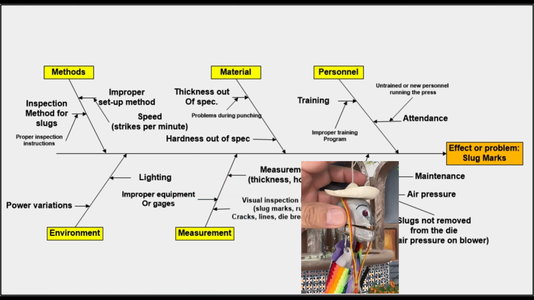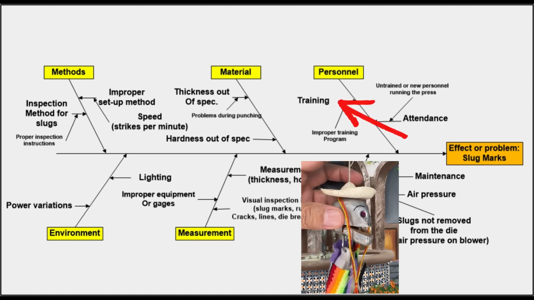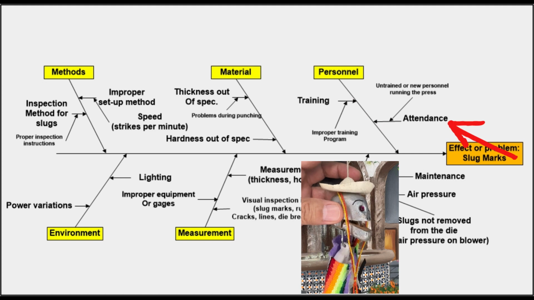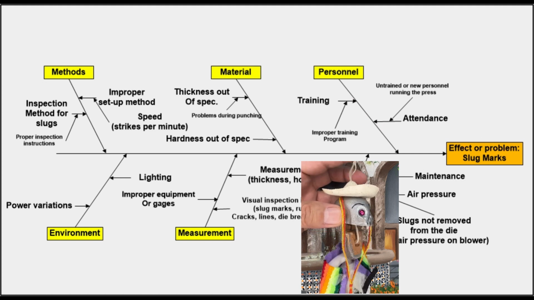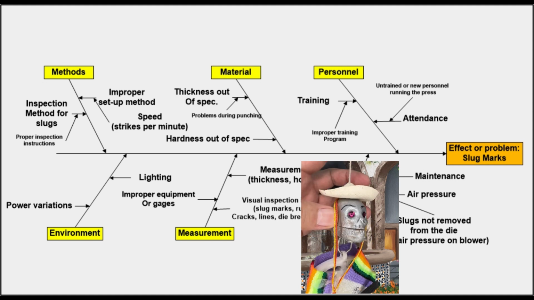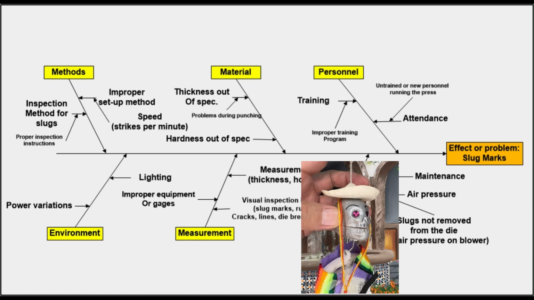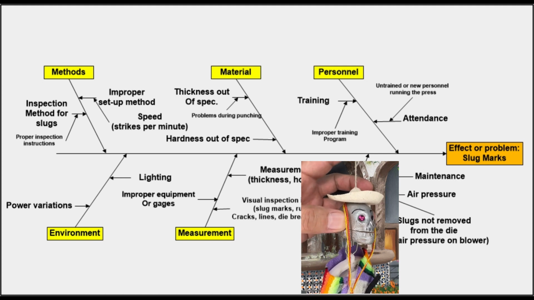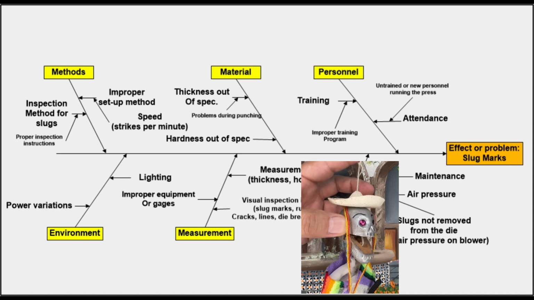For root causes associated with personnel, they review if personnel had the proper training, or if due to attendance issues, newer or untrained personnel was running the equipment. Personnel was found not to be the root cause of the problem. And by the way, when preparing a fishbone diagram, try not to use human error as a potential root cause. Instead, look for possible flaws in the training program of the company.